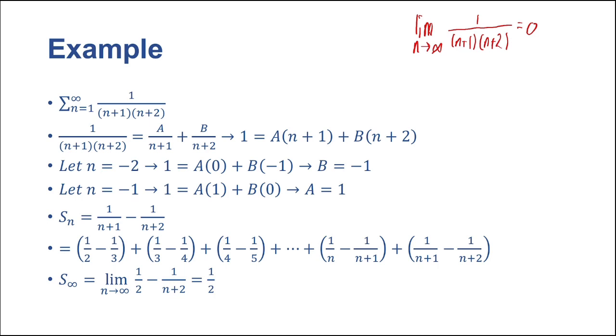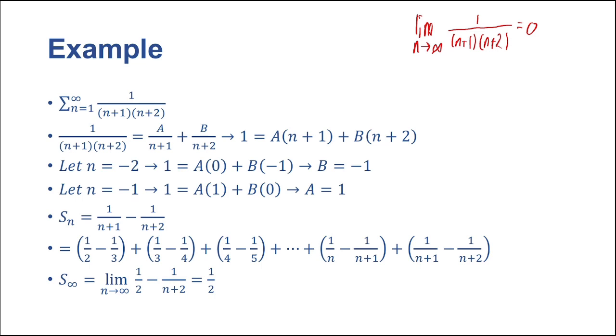Okay, so this gives us a partial sum. So our partial sum of our series is going to be equal to 1 over n plus 1 minus 1 over n plus 2. So note that n now has a slightly different role than it did in the series. It's no longer the index.